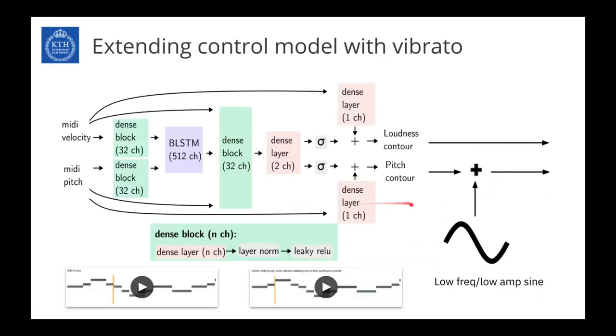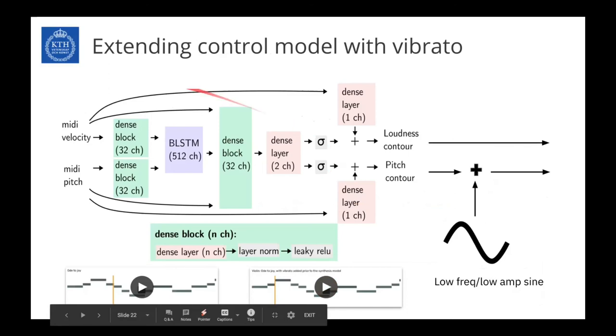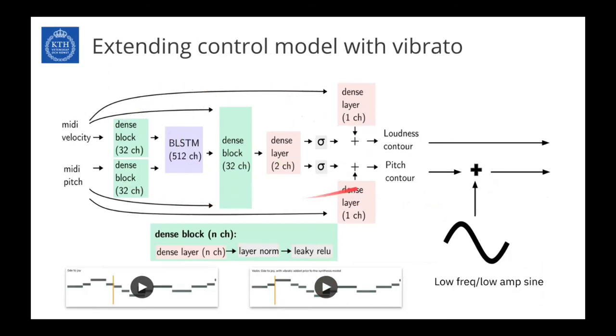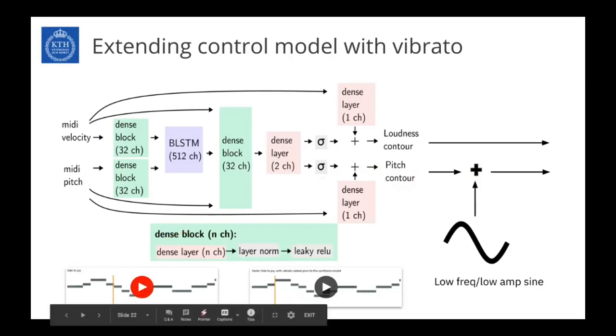We also extended this neural network with a manual, hand-tuned vibrato function, where we just applied a low frequency and low amplitude sine wave to the pitch contour. Let's listen to this. So here is without vibrato.